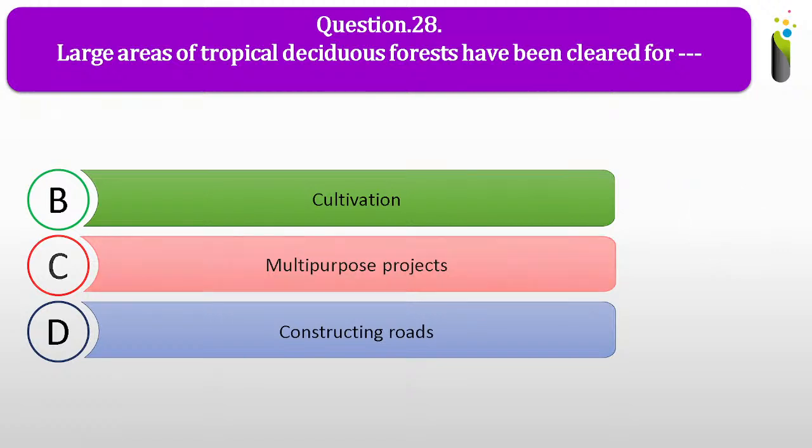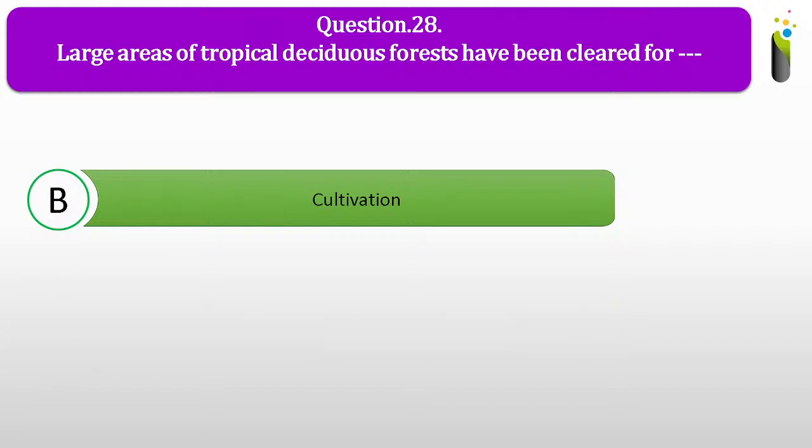And the correct answer for this question is B, cultivation. So large areas of tropical deciduous forests have been cleared for cultivation. We go ahead to question number 29.